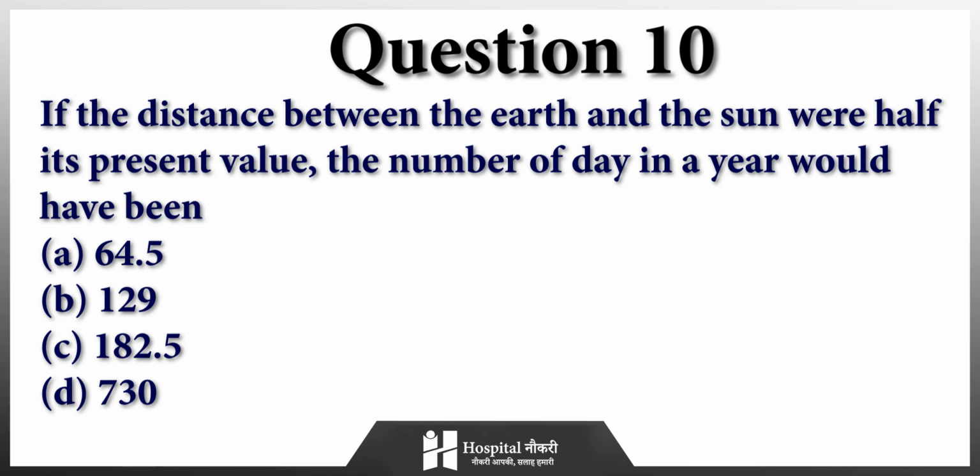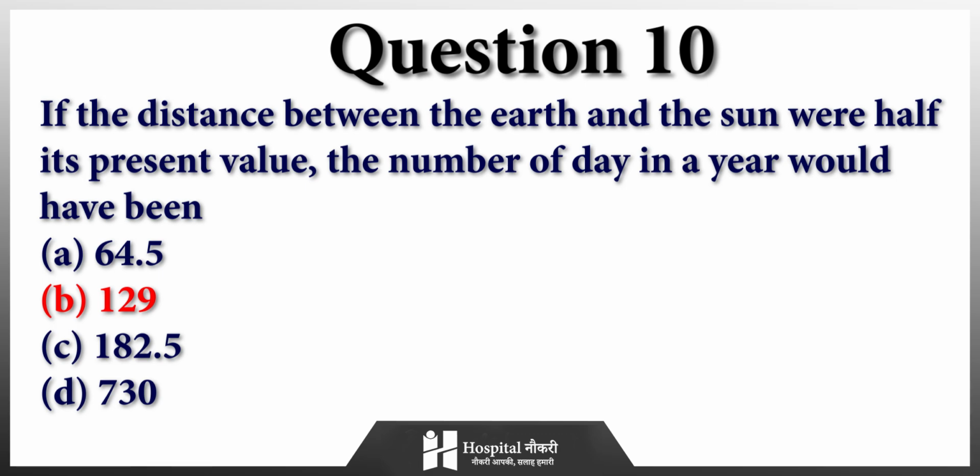Next question is, if the distance between the Earth and the Sun were half its present value, the number of days in a year would be? देखिए इससे पहले हमने डबल किया था, अब जो है डिस्टेंस को हाफ कर दिया है, तो नंबर ऑफ डेज ईयर में कितने होंगे? ऑप्शंस आर 64.5, 129, 182.5 और 730. करेक्ट ऑप्शन इज 129.